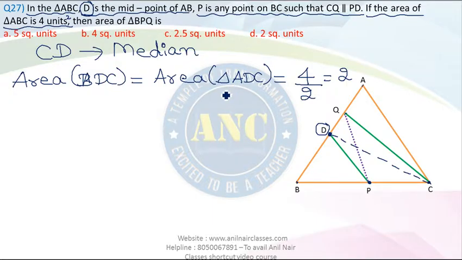But unfortunately, in the question they are not asking you the area of BDC, beta. If the question was the BDC area, the question would have been completed by now and you would have marked it as option D, which is 2 square units. But the question says it is not BDC which I require. I require the area of BPQ.